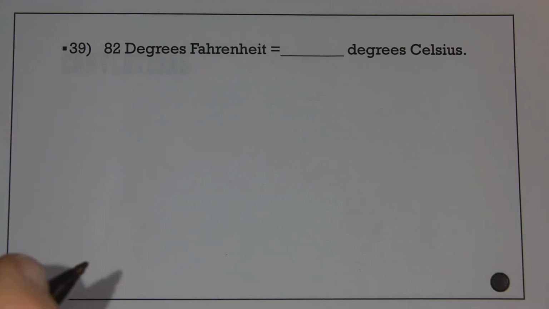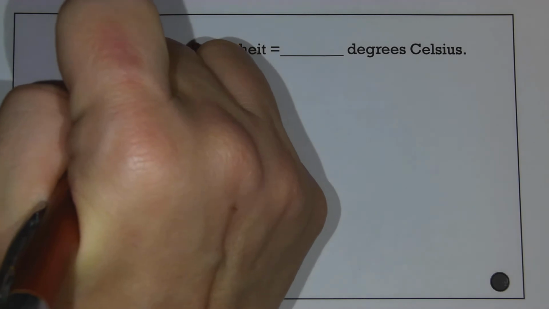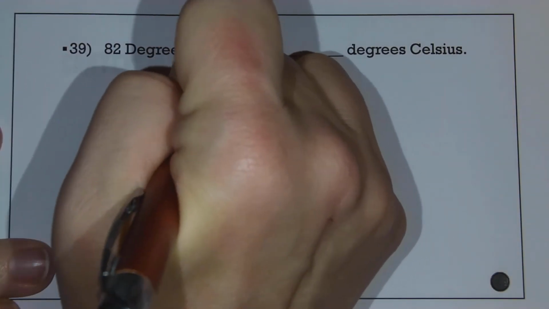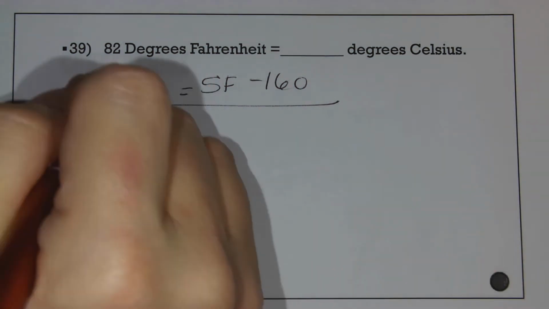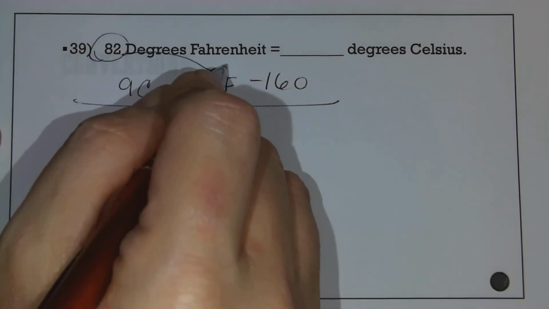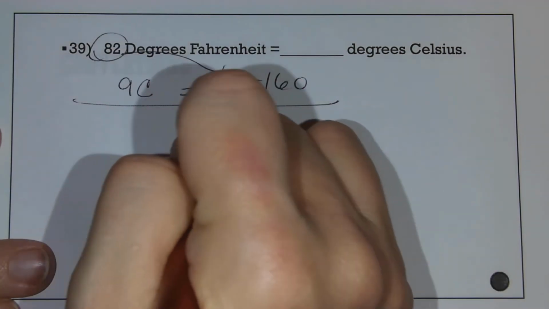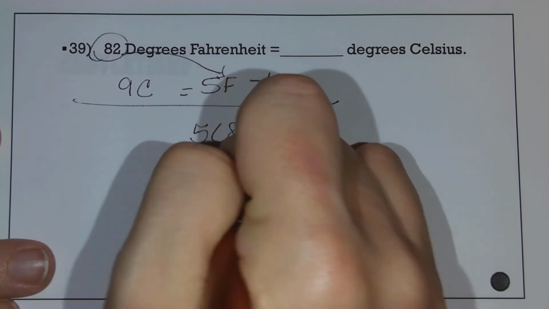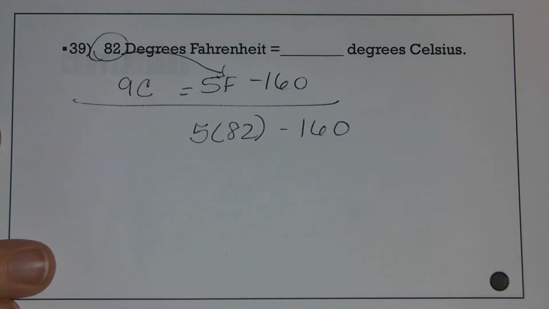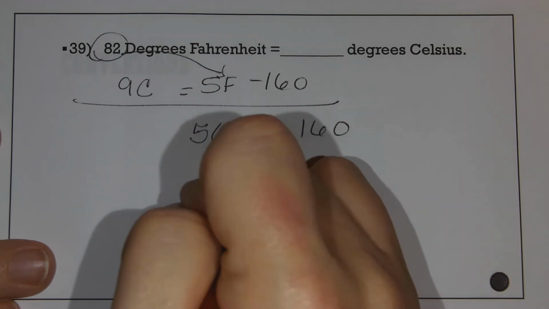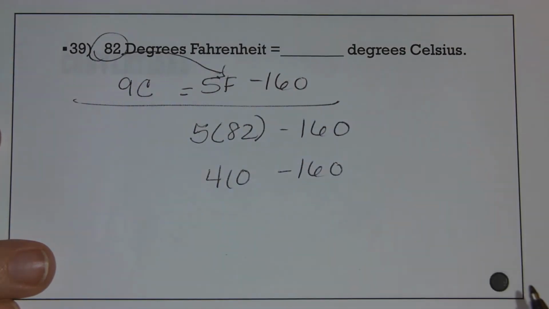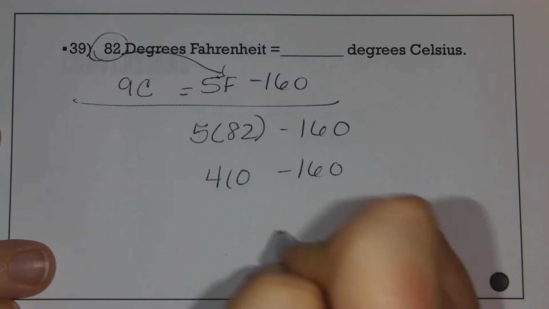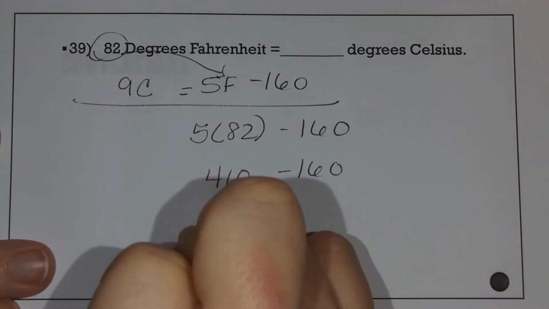Okay, so number 39, we have 9C equals 5F minus 160 is our formula. We have 82 degrees Fahrenheit, so put that with the F. So it'd be 5 times 82 minus 160. 5 times 82 is 410 minus 160. 410 minus 160 is 250.